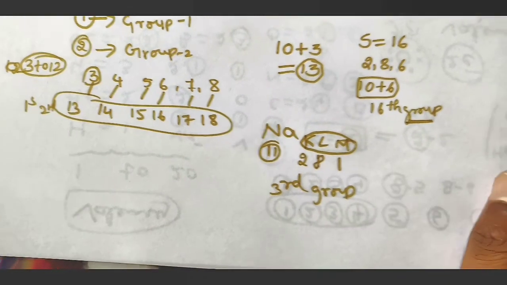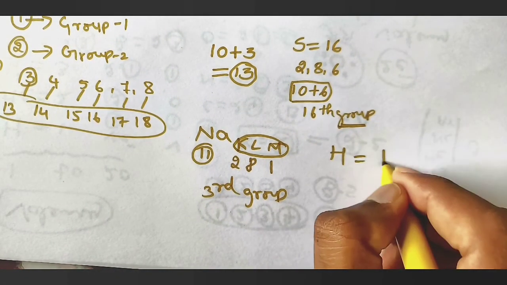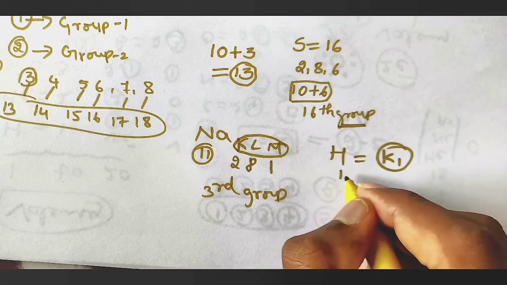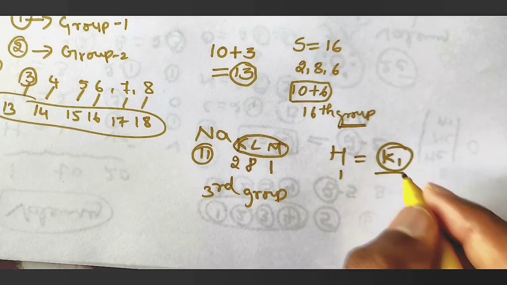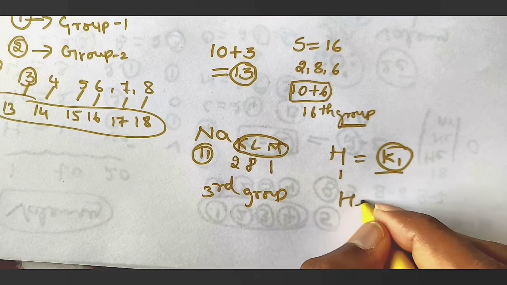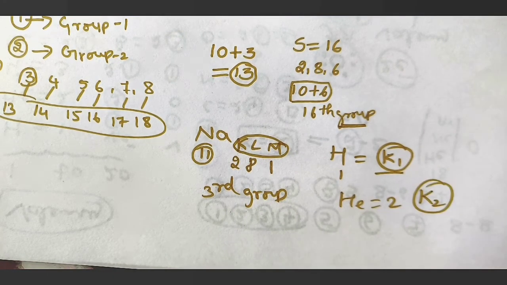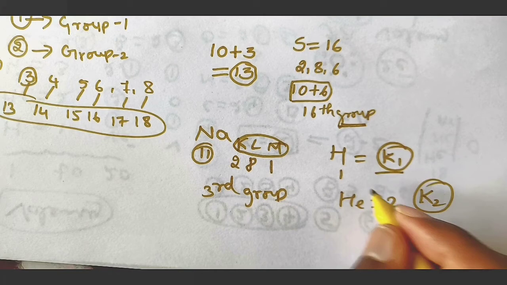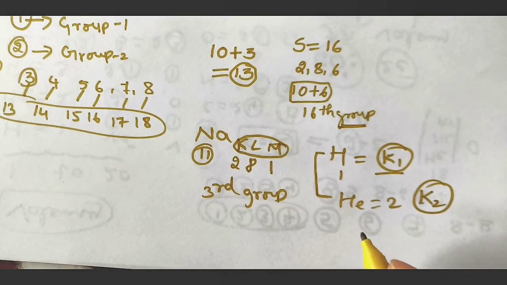Take hydrogen and helium as examples. Hydrogen, atomic number is 1. Electronic configuration is K1, simply 1. So only one shell is there, that is K. If you take helium, atomic number is 2, so it will be K2, simply 2. Clear? So only one shell is there. That's why hydrogen and helium belong to the first period.